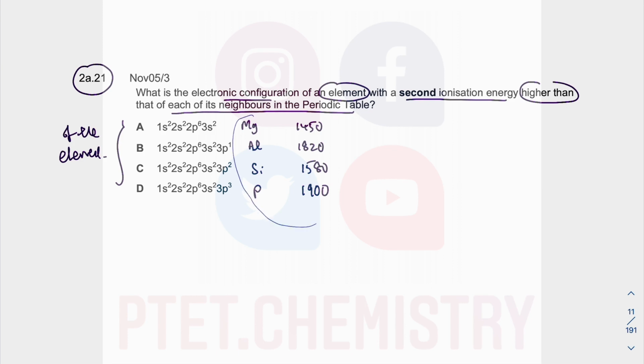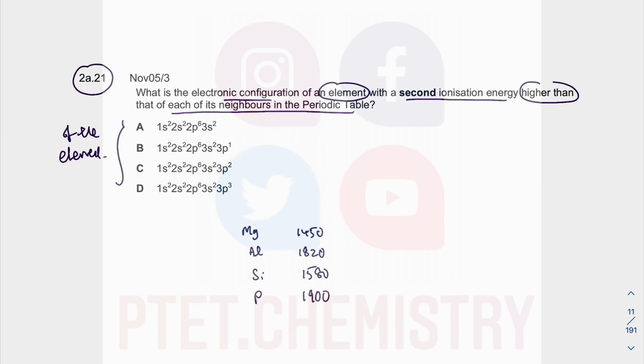So we also need to consider the neighbor as well. So if I just put in sodium as well, and I put in sulfur as well. Sorry, sulfur is next to phosphorus. So the second ionization energy of sulfur is 2260, and sodium's second ionization energy is 4560. Each of its neighbors means to the left and to the right.